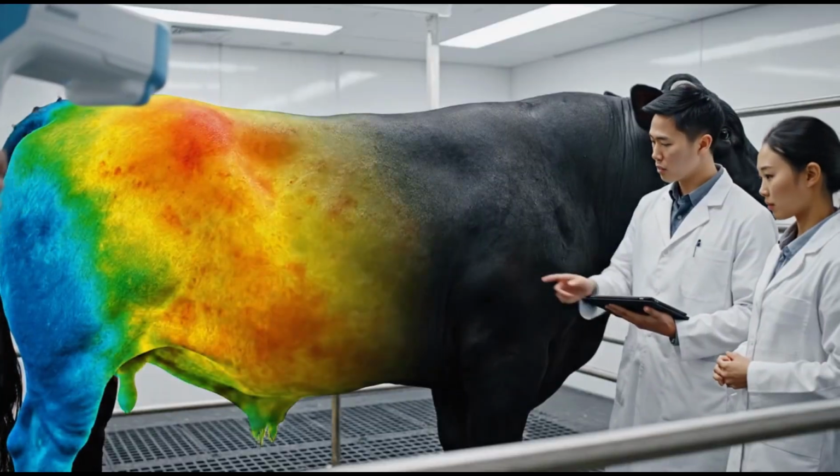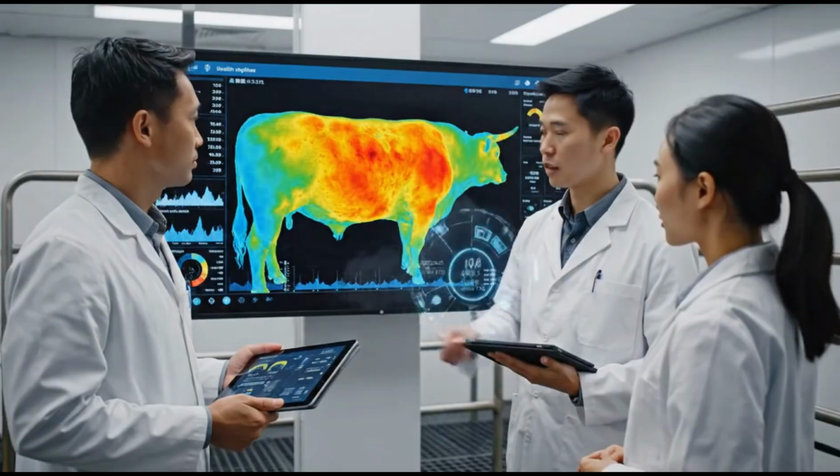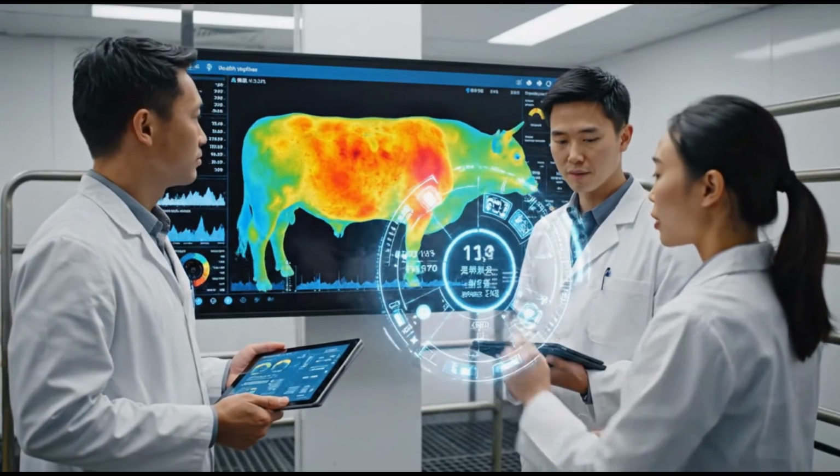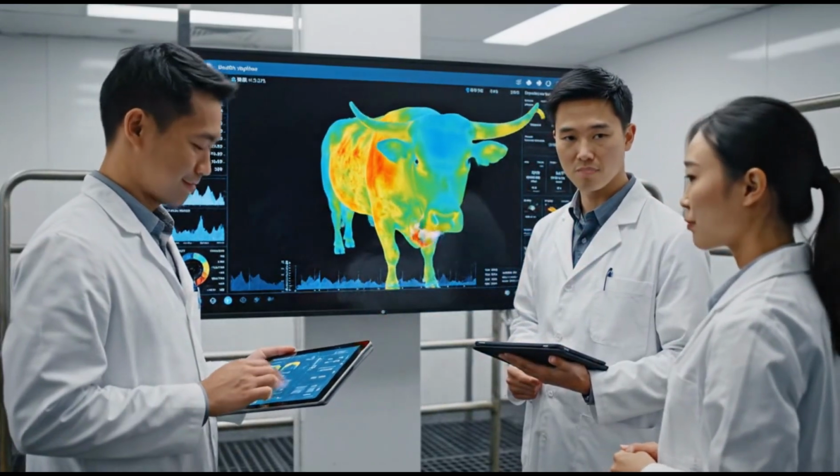The thermal gradient looks completely stable across the musculoskeletal system. Yes, the core temperature is perfectly within range. He seems very comfortable.